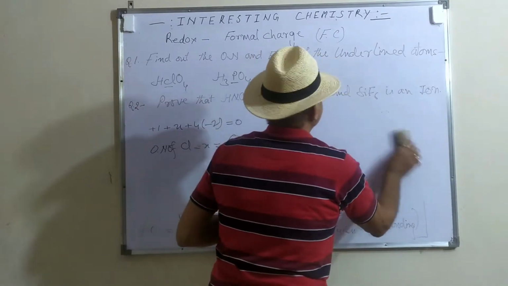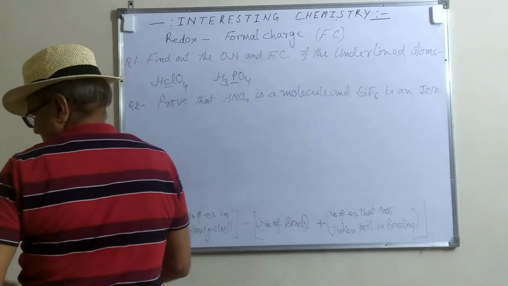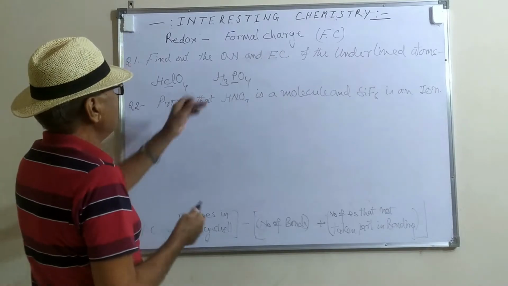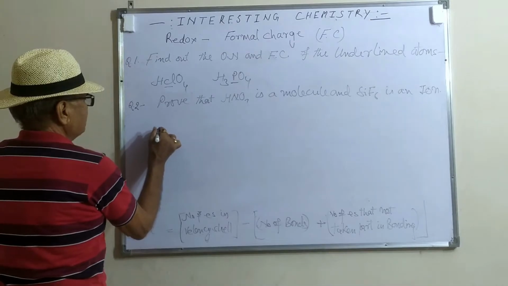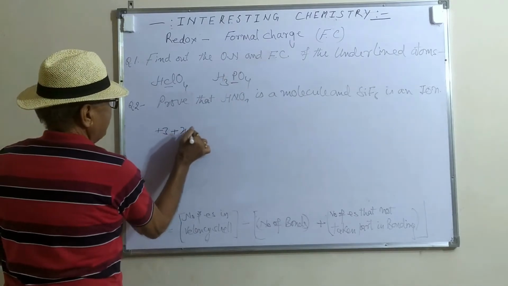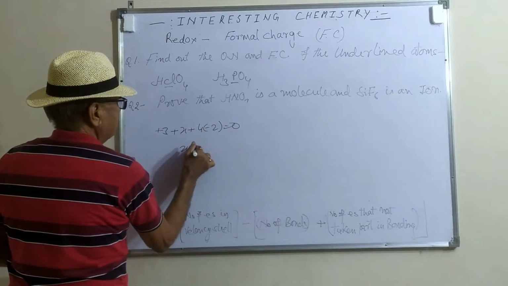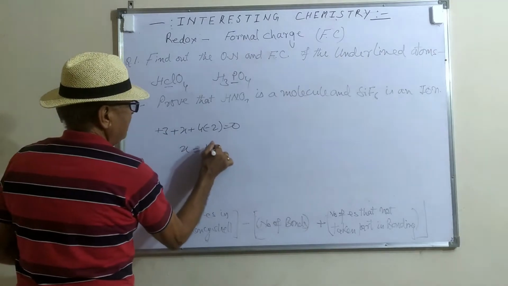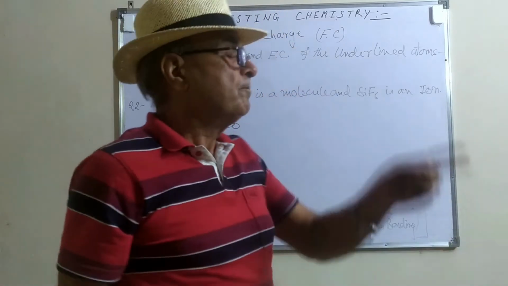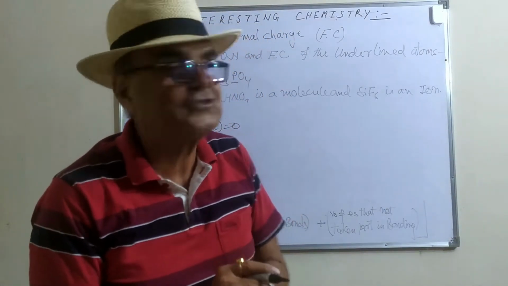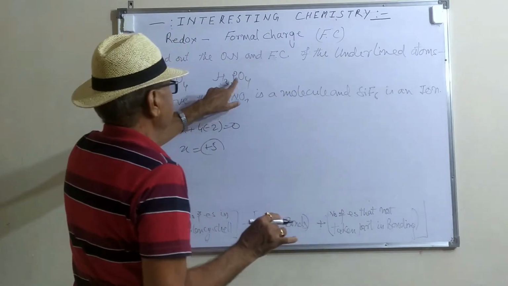So I have explained this one, HClO4, and now I will tell you about the structure of phosphorus. Calculate the oxidation number. So here there are 3 hydrogen, 3 plus phosphorus X plus 4 into minus 2 is equal to 0. So X is equal to minus 8 plus 3. So here 5. The oxidation number of phosphorus is 5. But what will be the formal charge of this phosphorus in this structure?